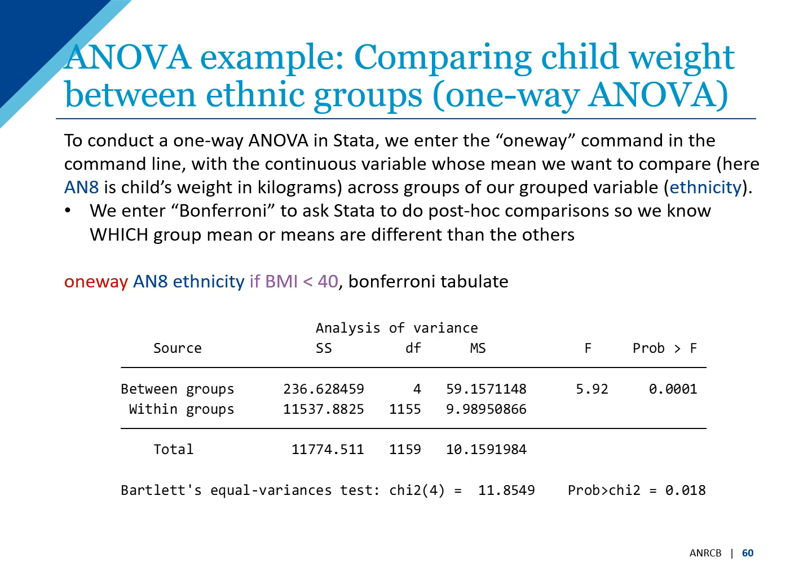We can see here the values for the sum of squares, SS, and the mean squares for between and within groups, and their degrees of freedom, all of which make up the F statistic. The value of the F test is 5.92, and the p-value is 0.0001. Therefore, there is a significant difference in the means of child's weight by ethnic group.